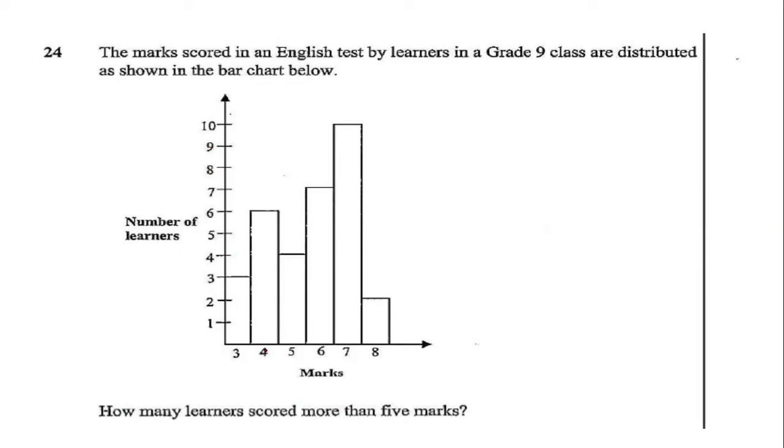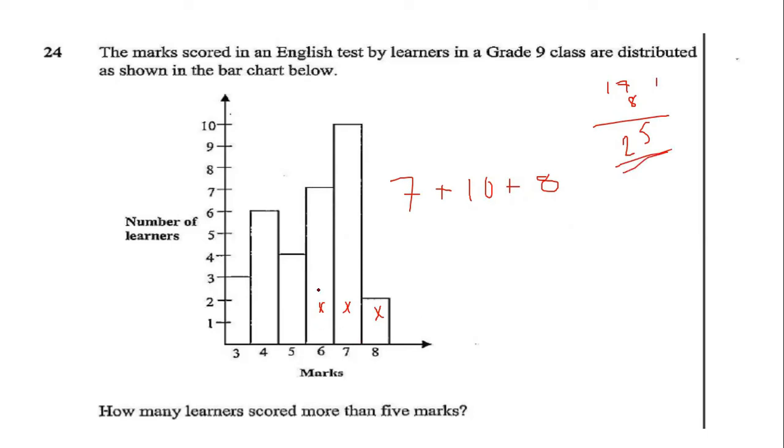So when you check, these learners here scored 4, these scored 5. The learners that scored more than 5, we have these that scored 6, these that scored 7, and these that scored 8. So now we add 7 plus 10, then plus 8 there. 7 plus 10 is 17. Then 17 plus 8 is 25. So the total number is 25 learners.